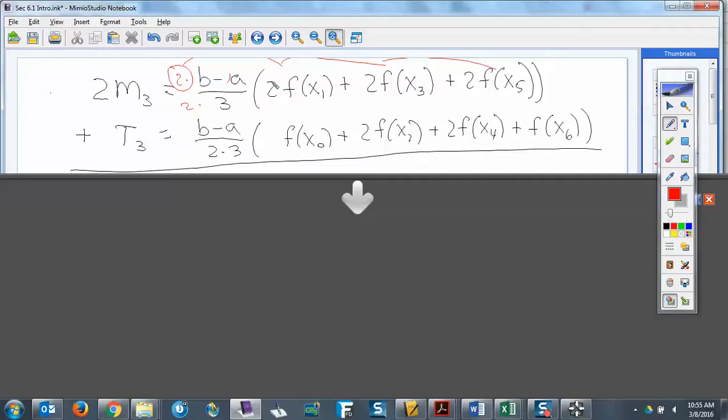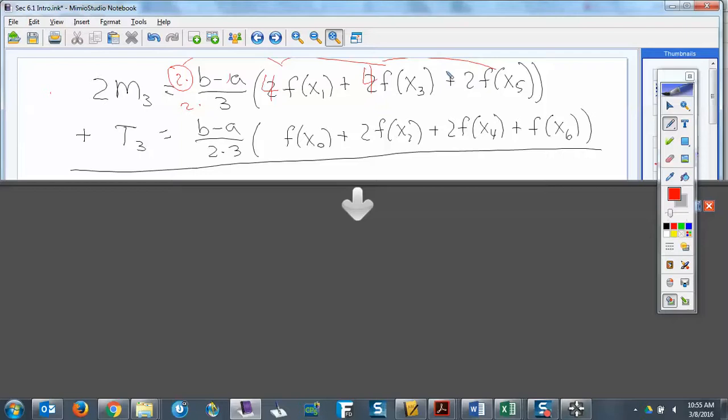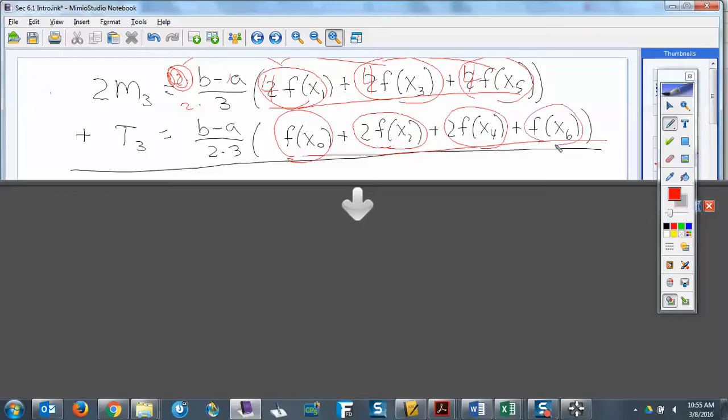So now all of a sudden, what do I got in here? Now I got 4's in there, right? Now I got 4 of those, 4 of those, and 4 of those, right? So now I can add these together. So when I add these together, what am I going to have? I'm going to have b minus a over 6. And then what do I get when I add these together? I'll have 1 of those, 4 of those, 2 of those, 4 of those, 2 of those, 4 of those, and 1 of those, right?